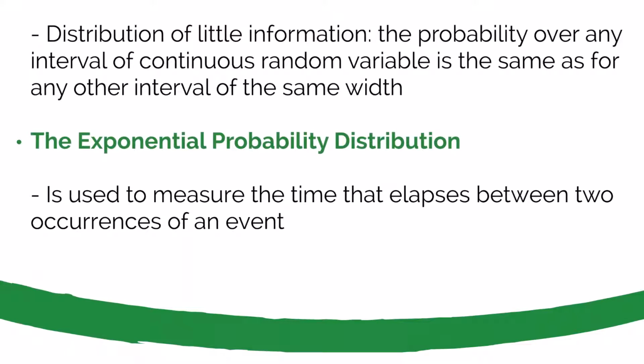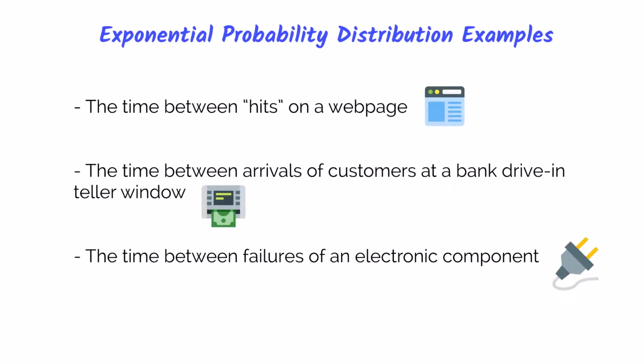So the exponential probability distribution, which we will focus on, is used to measure the time that elapses between two occurrences of any event. So let's review some examples. So one example might be we want to know the time between hits on a web page, or the time between arrivals of customers at a bank drive-in teller window, or the time between failures of an electric component. So all of these can impact business decision making.